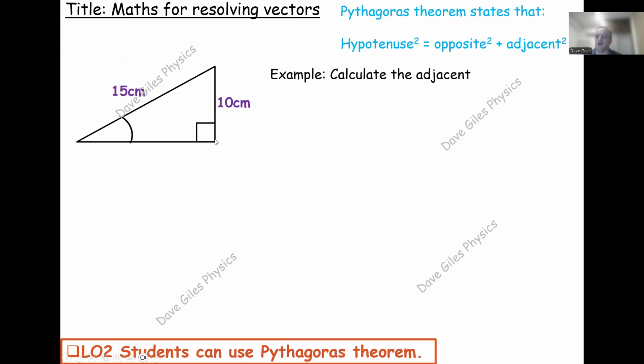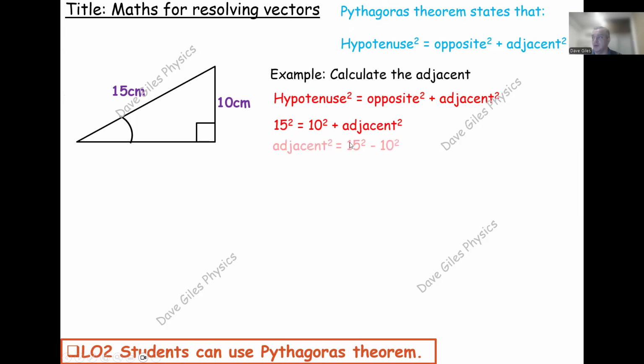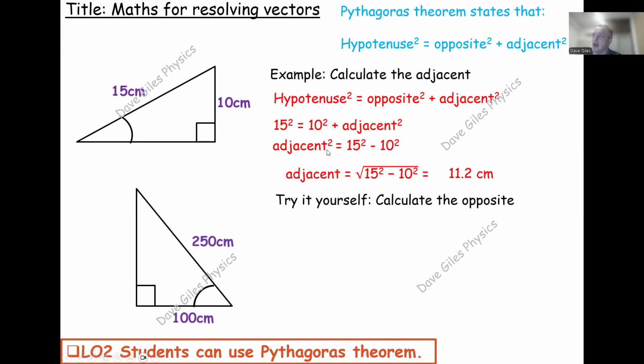Here's a little bit different. I've asked you to calculate the adjacent. I'll work through this one and then let you try one yourself. Same formula, but we're going to put our numbers in. So 15 squared, that's the hypotenuse, equals 10 squared, which is the opposite, plus the adjacent squared. So the adjacent squared is 15 squared minus 10 squared. To get the adjacent on its own, we square root both sides. You get 11.2 centimeters.